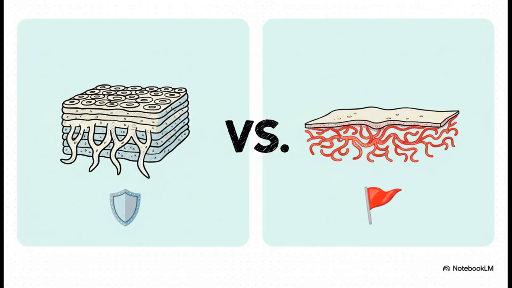So, let's just put them side by side because it's a simple but really powerful contrast. On one hand, leukoplakia is a story of thickening, of fortification. On the other hand, erythroplakia is a story of thinning and breakdown.